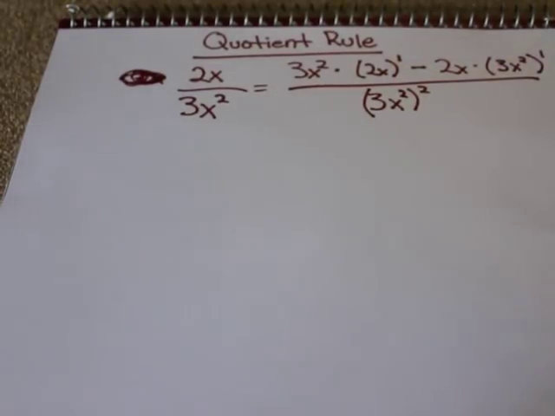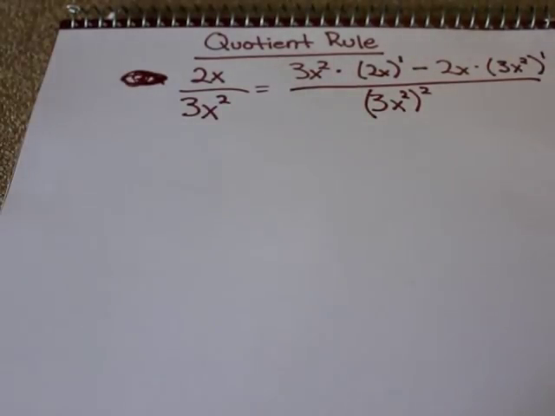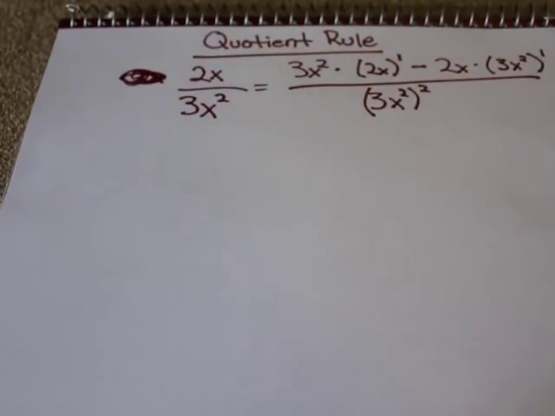So I'll repeat the steps over just to make it clear in your head. You start out with an equation, then you multiply the denominator times the derivative of the numerator, and then subtract it by the numerator times the derivative of the denominator, and then you divide all of that over the denominator squared. Alright? So now going on to our next step, we will simplify a little bit.